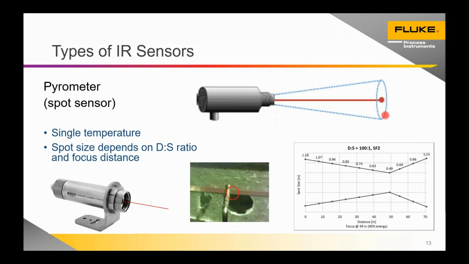We make devices from 2 to 1, which would give you essentially a very big spot at a given distance, right up to 300 to 1 in spot sensors, and in line scanners and cameras, an equivalency of 570, 600 to 1. It would tend to be that the more expensive a sensor is, the better this D2S performance is, and that's generally because our higher range of sensors has multi-element glass optics and typically a longer optical channel.